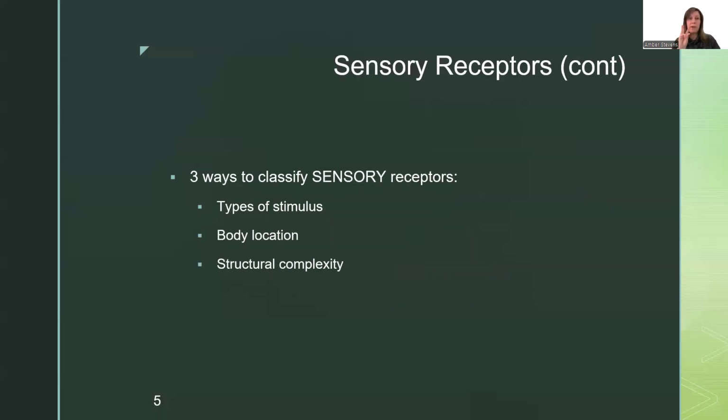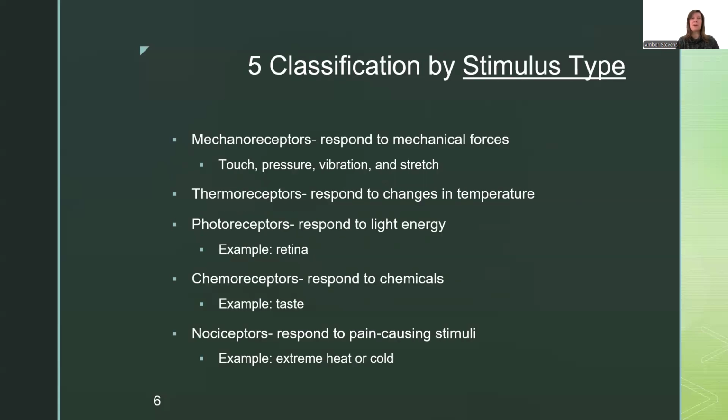So there are three ways to classify sensory receptors. We classify them by the type of stimulus, the body location, and then the structural complexity. We're going to start by talking about the classification by stimulus type, okay? So receptors are classified by the type of stimulus they detect.